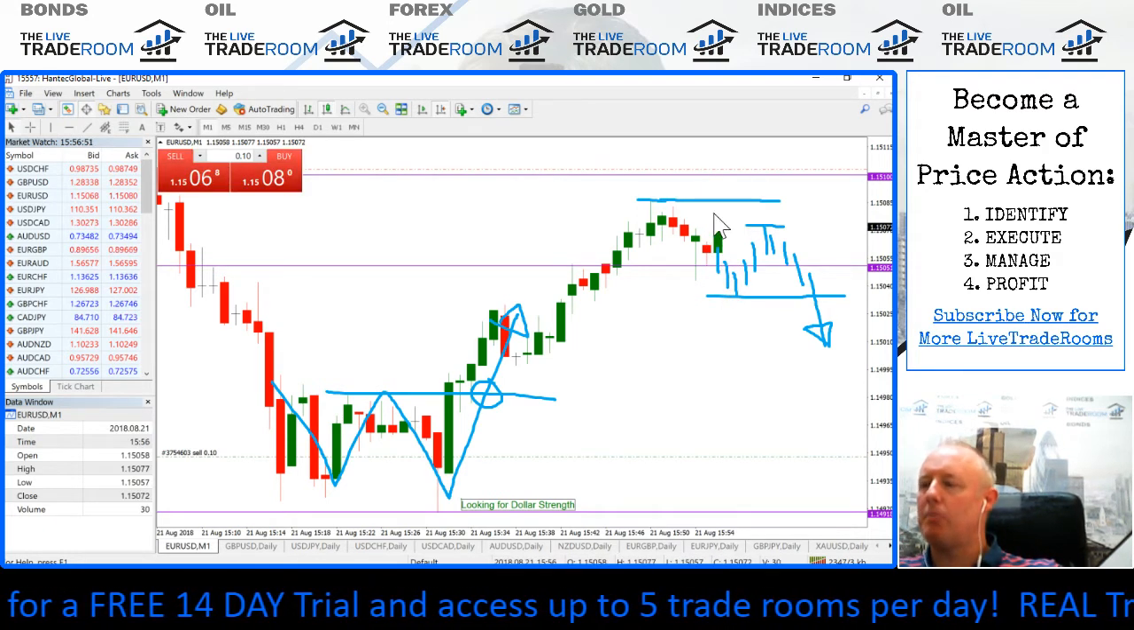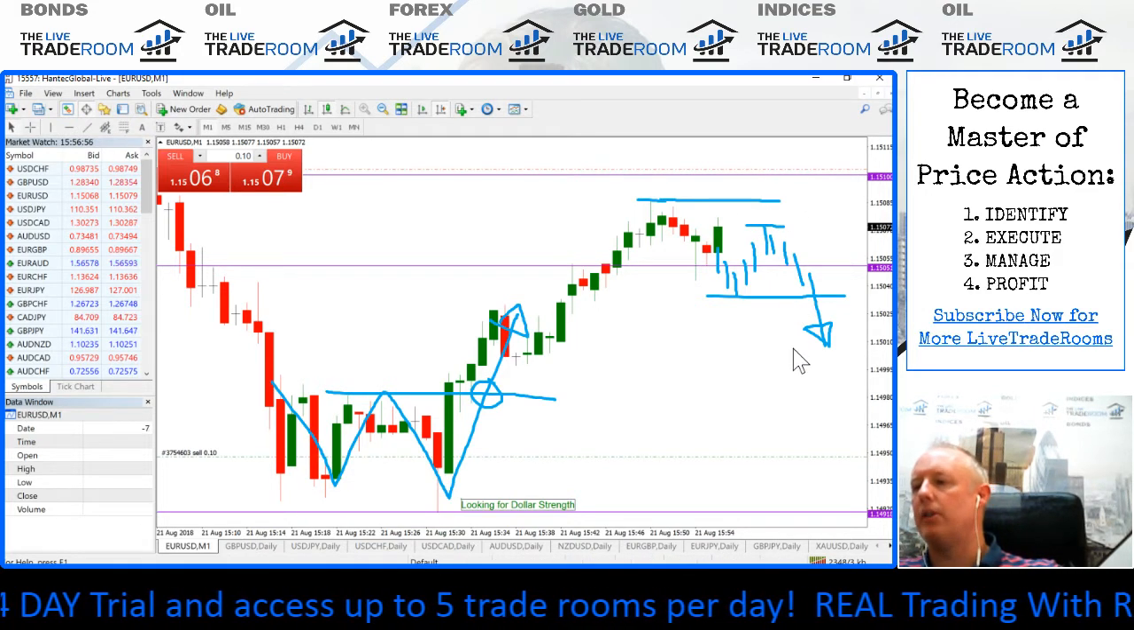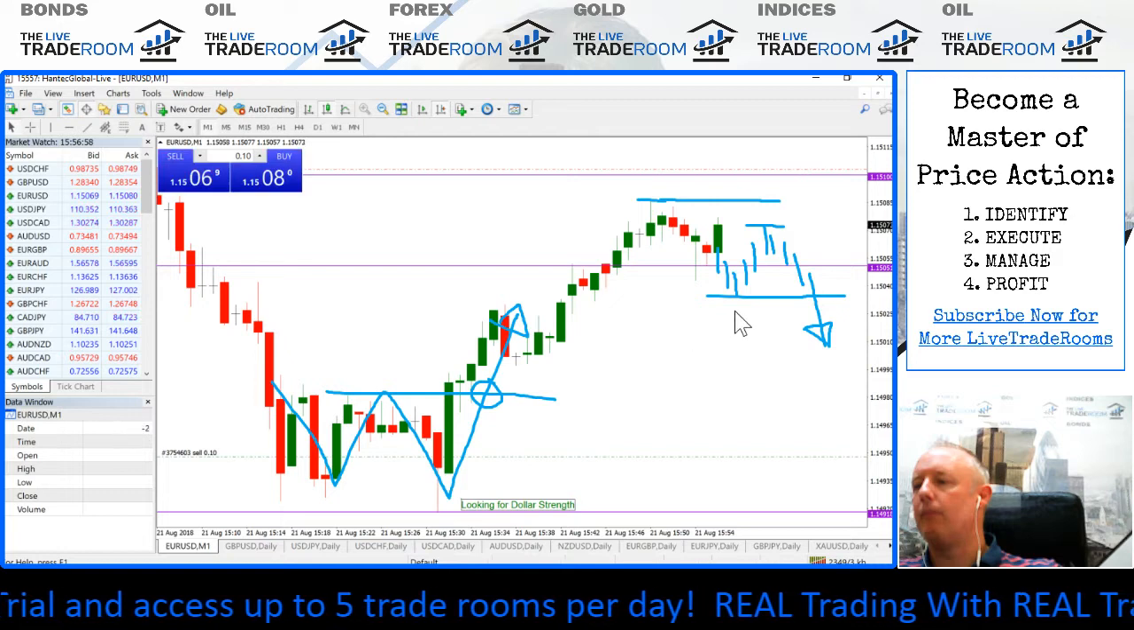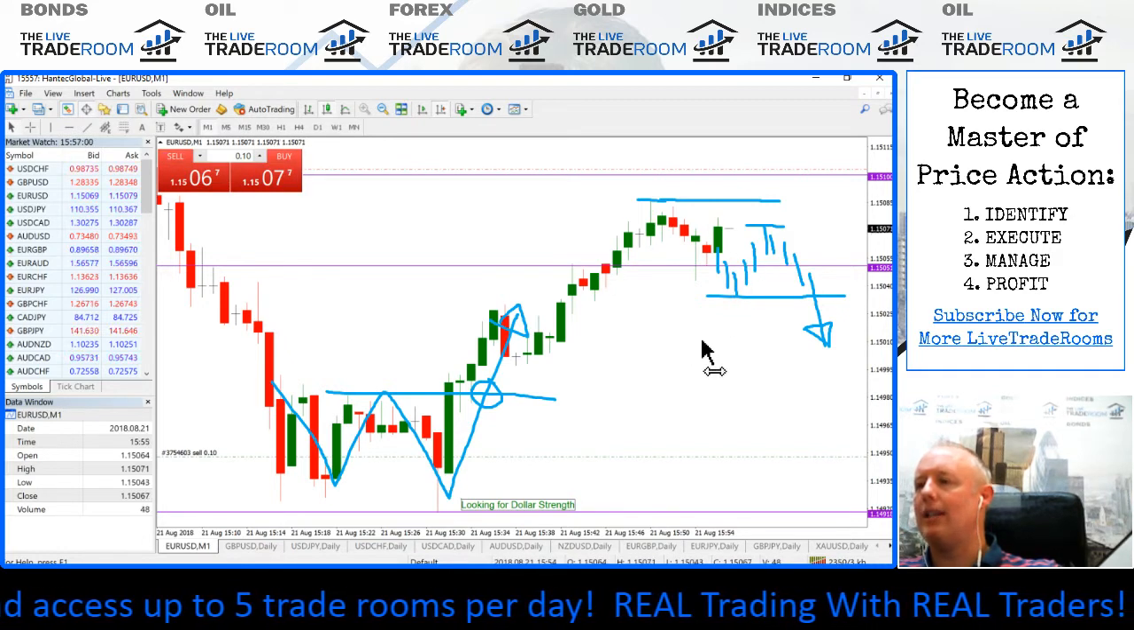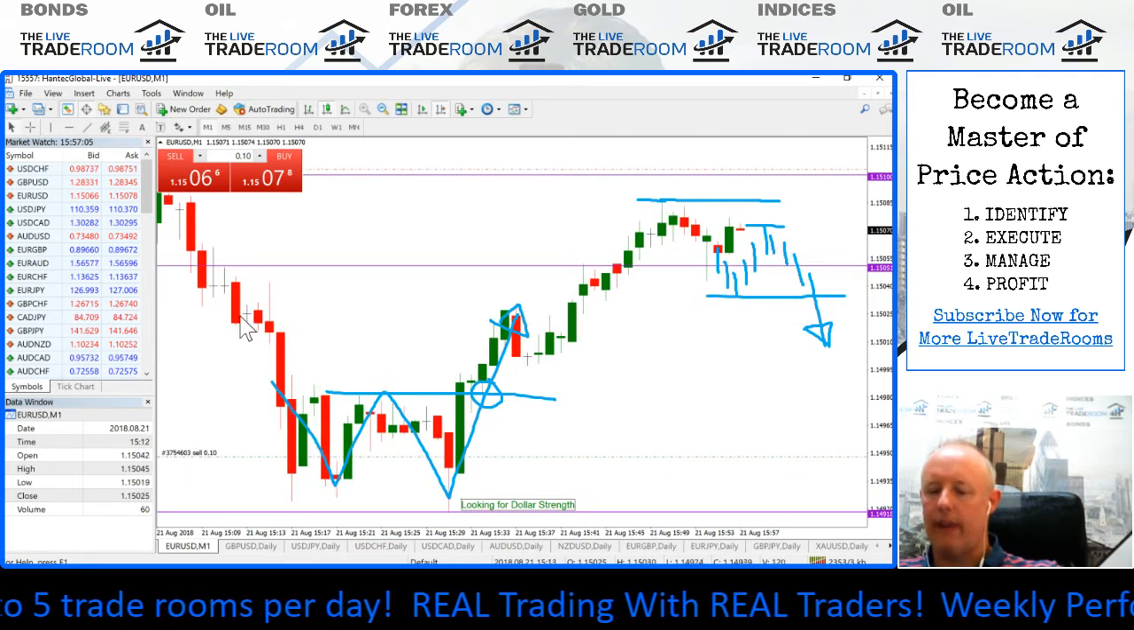So we want this price action to fail. We don't want it to break above the 1508. We want it to just roll over to the downside. And that would work very, very nicely for us. So we'll see how we get on with that trade.